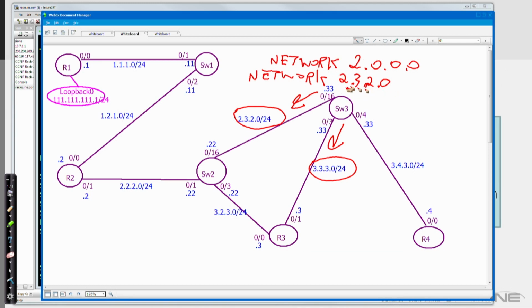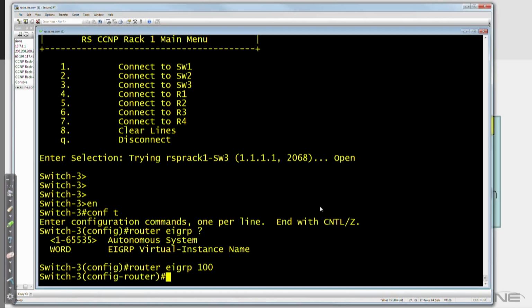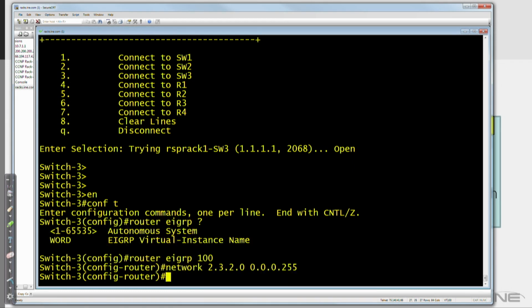So if I actually want to keep this format as it is, I have to put in a wildcard mask. And hopefully you've learned about wildcard masks when you learned about access lists at the ICND1 level. So that's what I'm going to do. On switch 3, I'm going to activate EIGRP on just these two interfaces by specifying these specific networks and including wildcard masks so it keeps those networks just like it is. And I'm going to do that on switch 2 and router 3 as well. So here we go. I'm going to type network 2.3.2.0 and then the appropriate wildcard mask, and then network 3.3.3.0 and the appropriate wildcard mask.